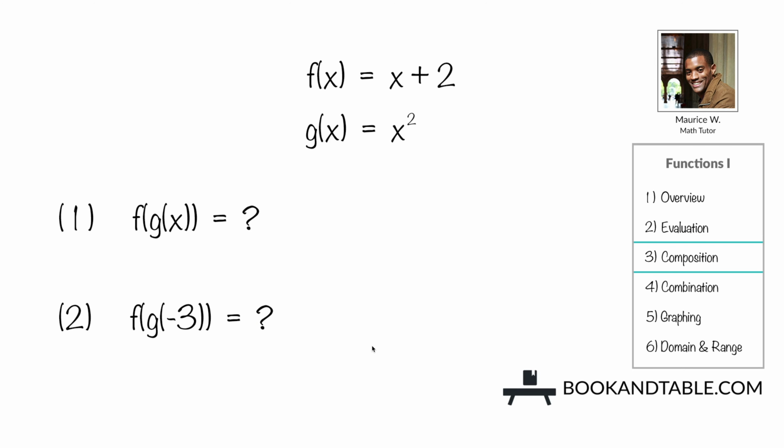So let's do so. Let's say we were given the two functions f and g, and f of x is equal to x plus 2, and g of x is equal to x squared. We can have a composition of functions including an expression or including a specific number. So we'll take a look at both cases. But let's start by first evaluating what f of g of x would be.